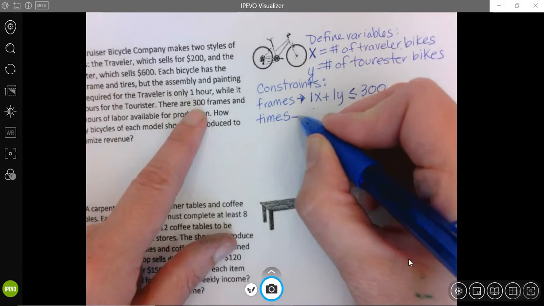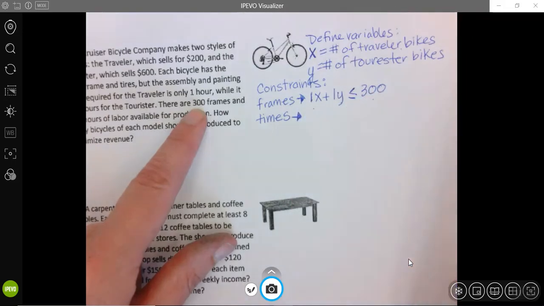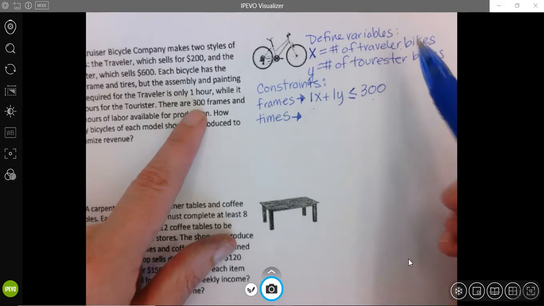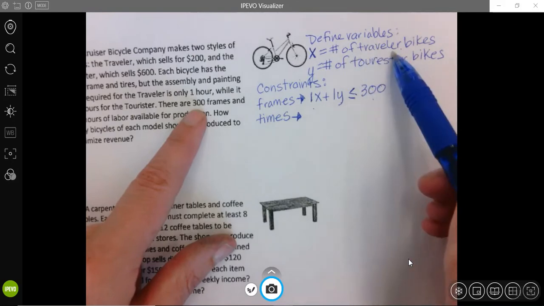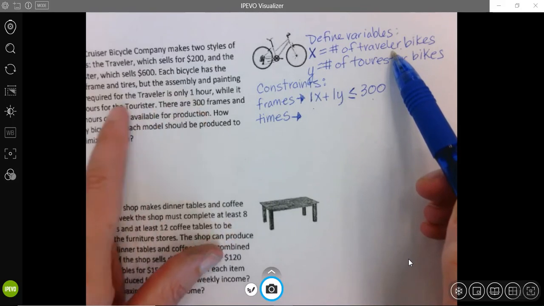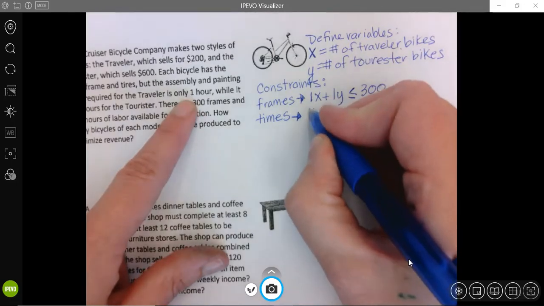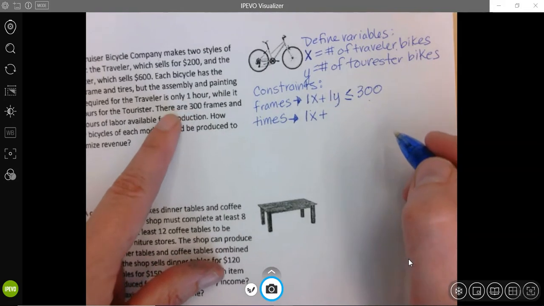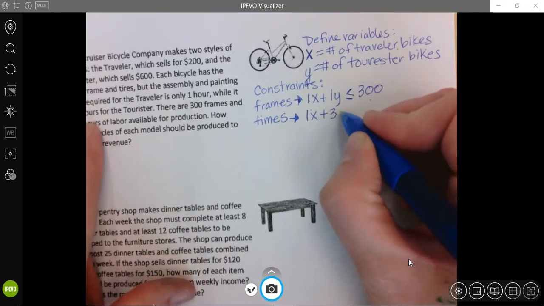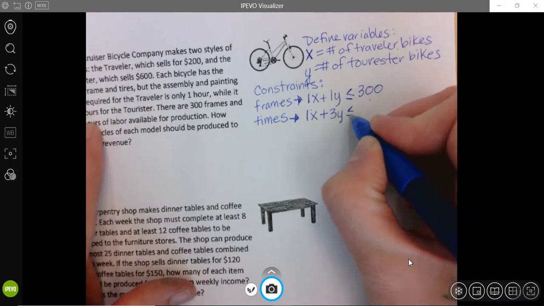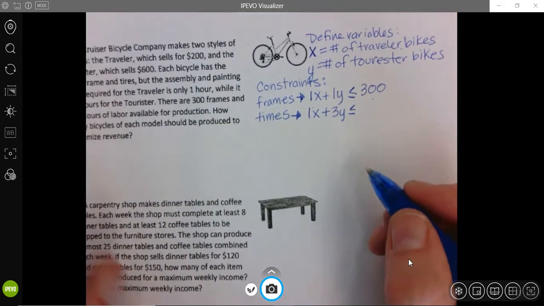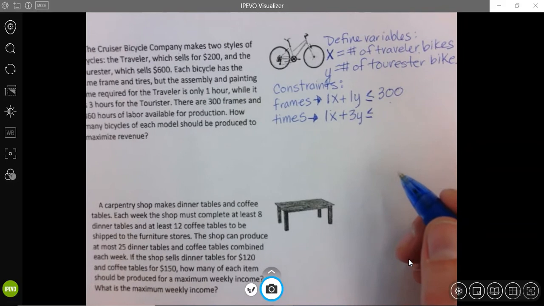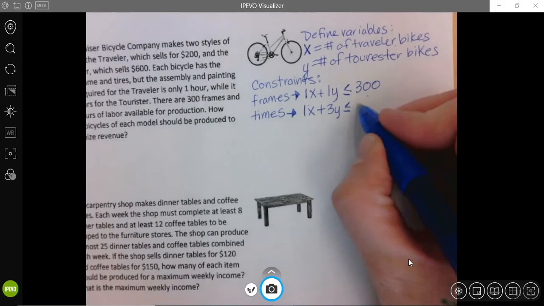The time is going to be slightly more complicated because it's not the same. It tells you how long it takes to make a traveler bike. How many hours to make a traveler bike? 1 hour. Very good. So 1 hour for the traveler, but how many hours for the tourister? 3. Alright, and I could use less than or equal to how many hours altogether? 360.